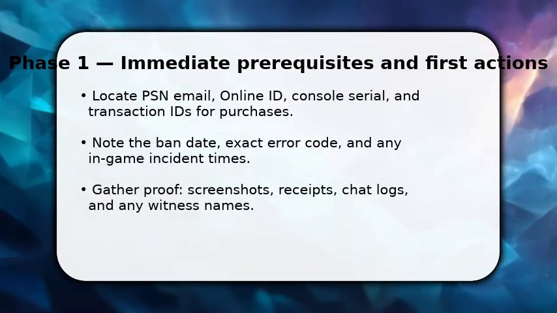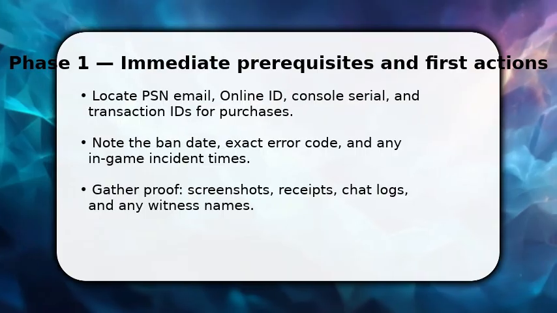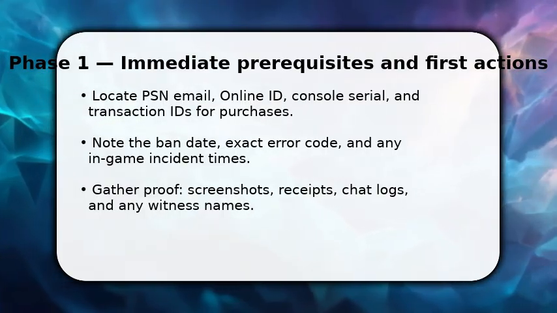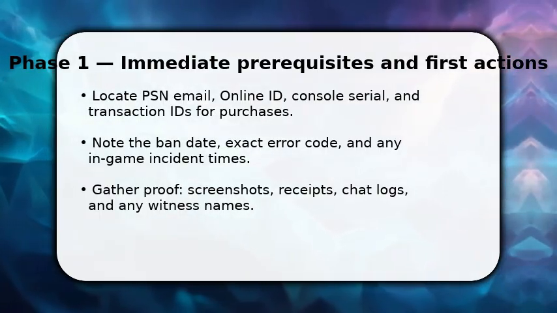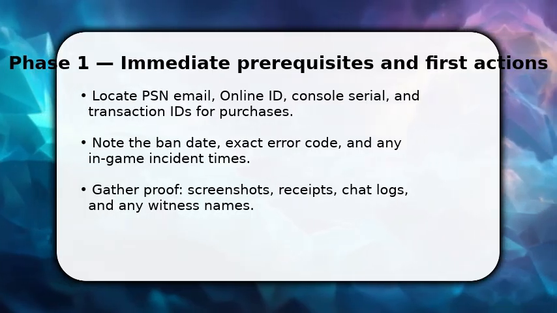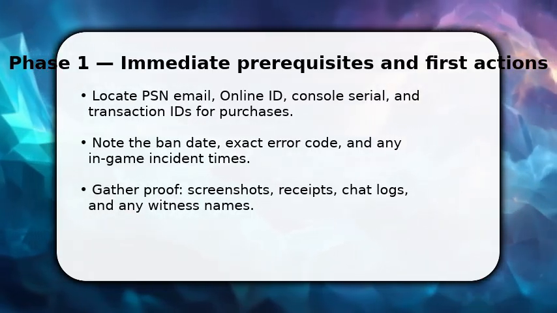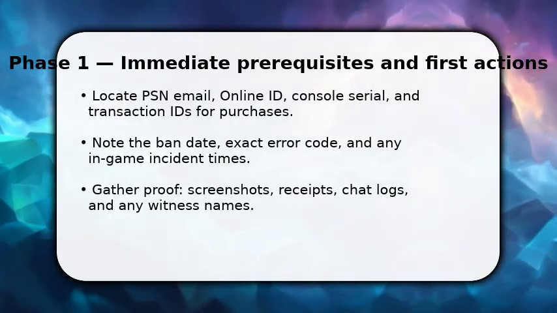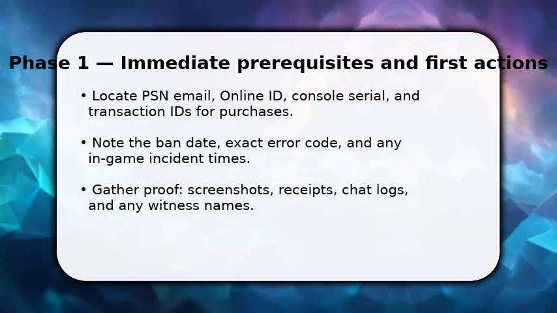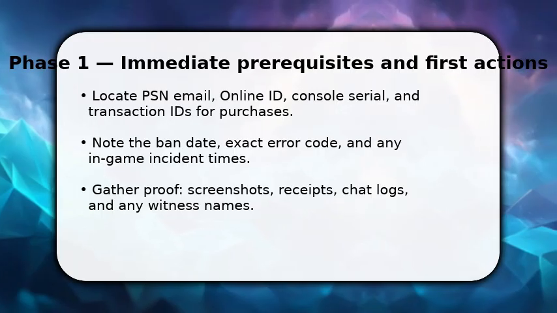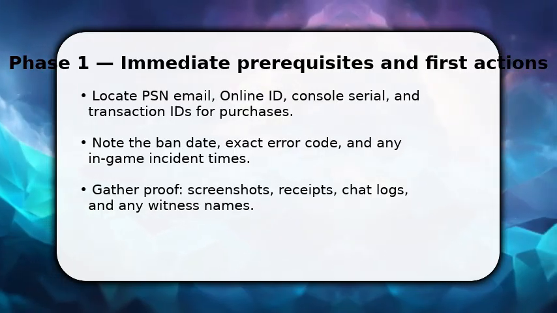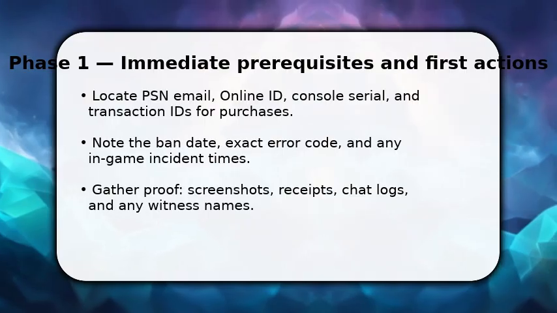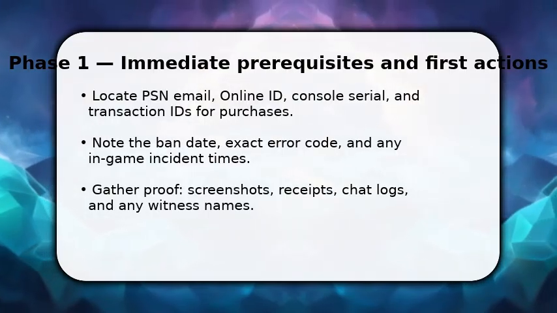You start by assembling the exact facts. This saves time. Have your PSN email and online ID ready, as well as the console serial and any purchase transaction ID. Write down the ban date and the error code you see. This narrows the reason. Collect screenshots, chat logs, and receipts so you can show what happened. Those items make your case concrete. Once done, move on to contacting PlayStation with these documents ready to reference.